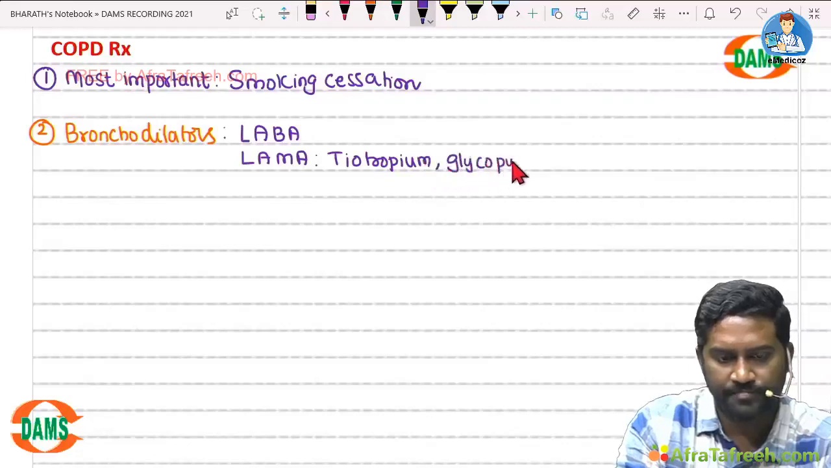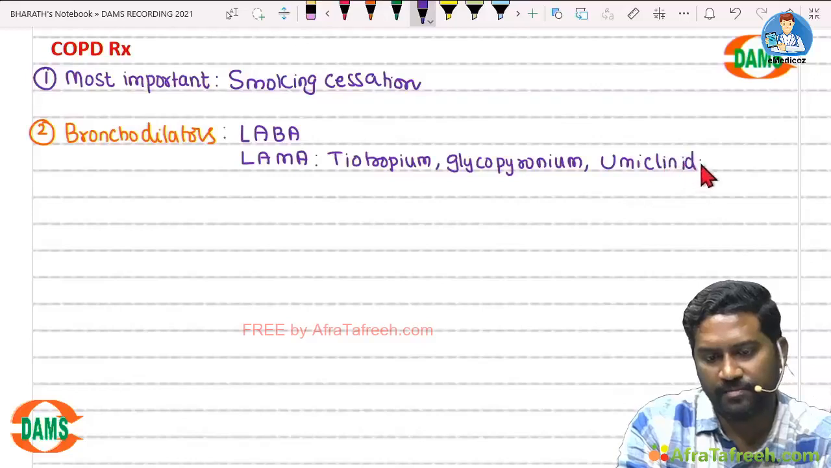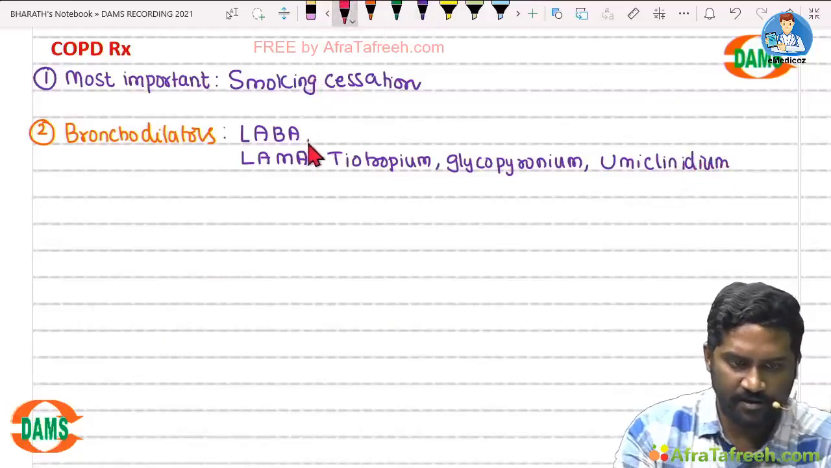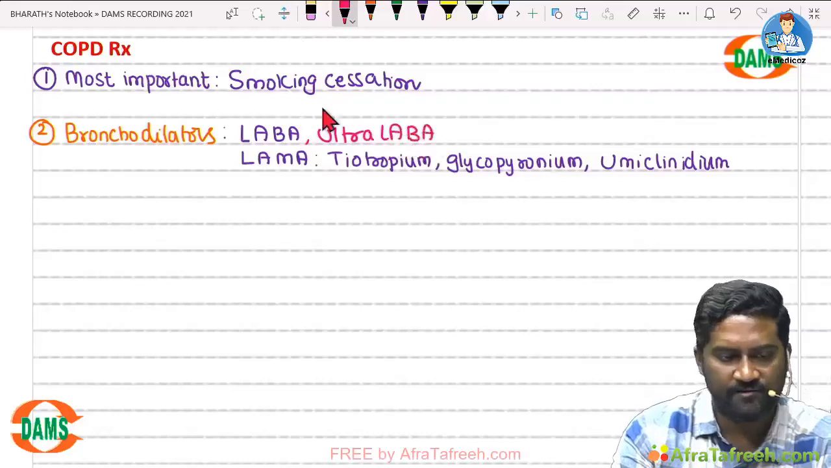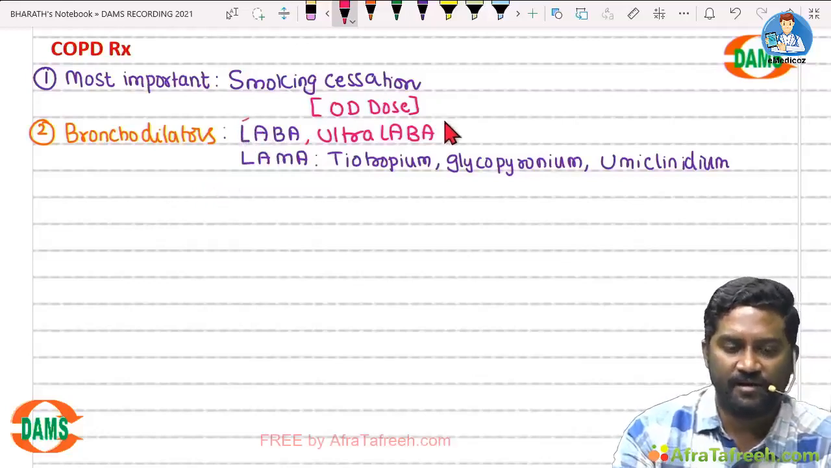glycopyrronium, umeclidinium. Whereas recently in the market we have ultra LABAs, ultra long acting beta 2 agonists. The advantage is once daily dosing. Generally whenever I take salmeterol or formoterol, I have to take it twice because the duration of action is only 12 hours. Whereas ultra LABA duration of action is 24 hours.